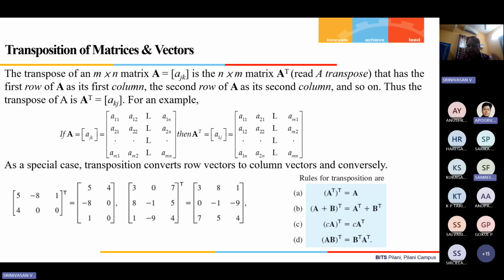Hello? Further properties of matrix. Okay, sir. Yes, sir. Sure. Okay. Right. Okay.